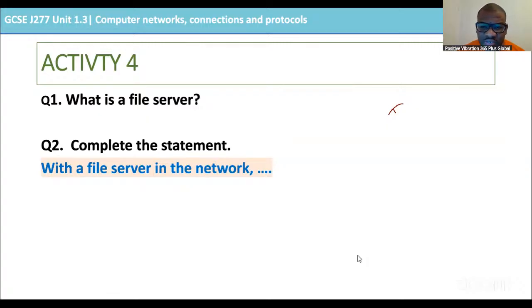I don't hear anything from Regine. Nothing from Colton. Let's hear D'Angelo. Users can store and access shared files from a specific. Change the word specific. We need a word that starts with something like C.